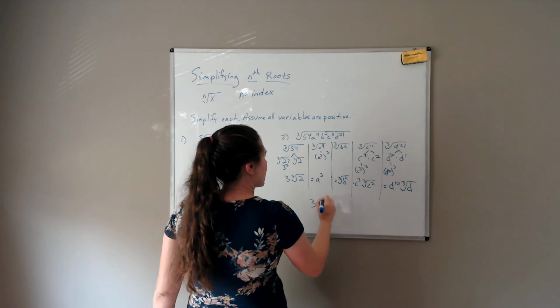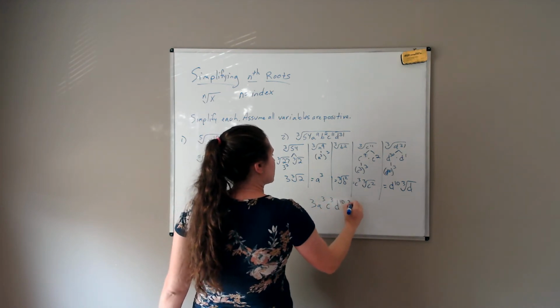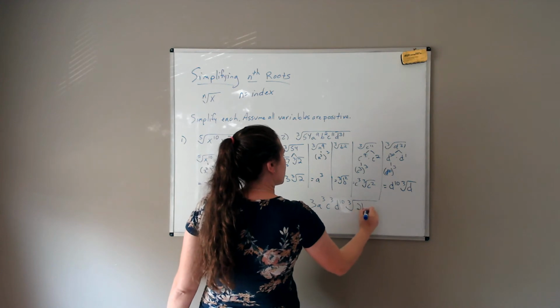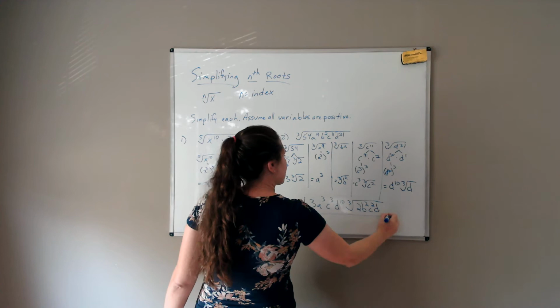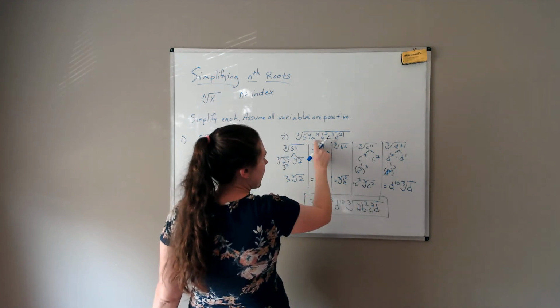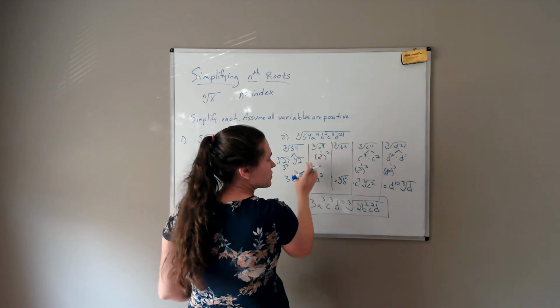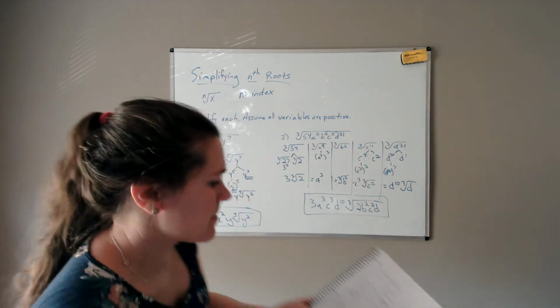So this simplifies to be 3, a to the 3rd, c to the 3rd, d to the 10th times the cubed root of 2b squared c squared d. So as long as this is a product of each of these factors, you can just break it up. Okay, so let's do another one.